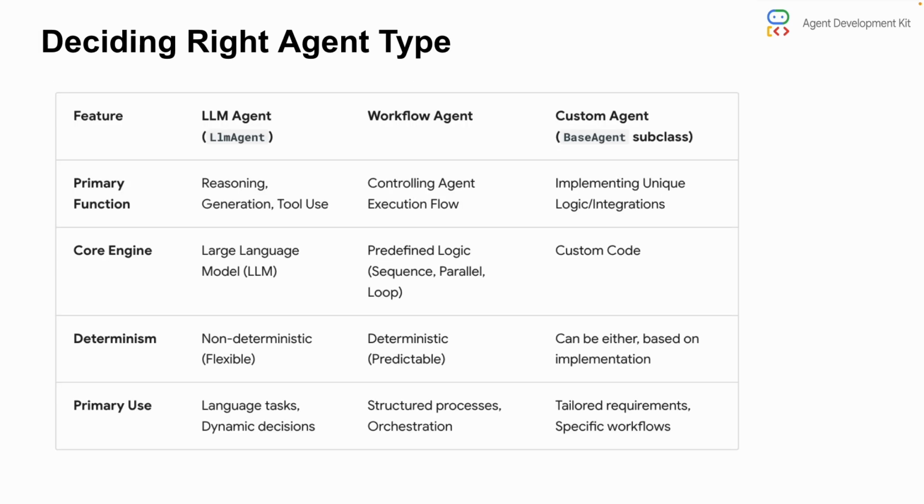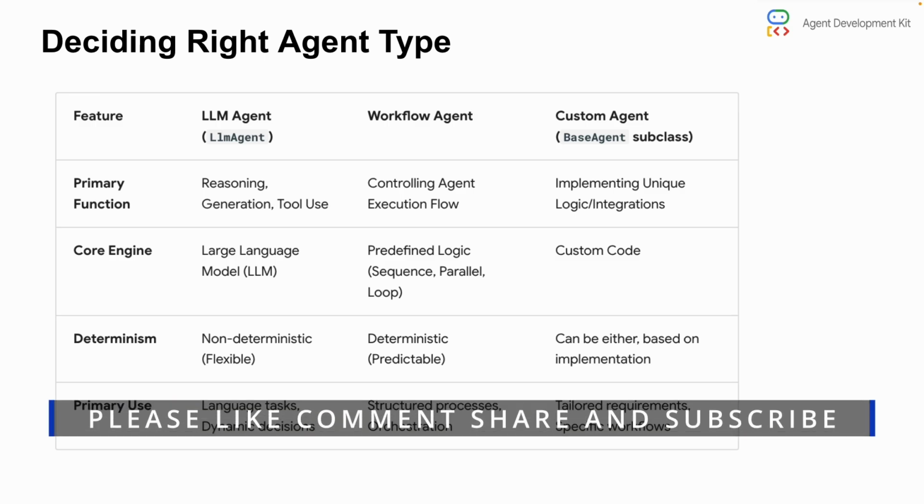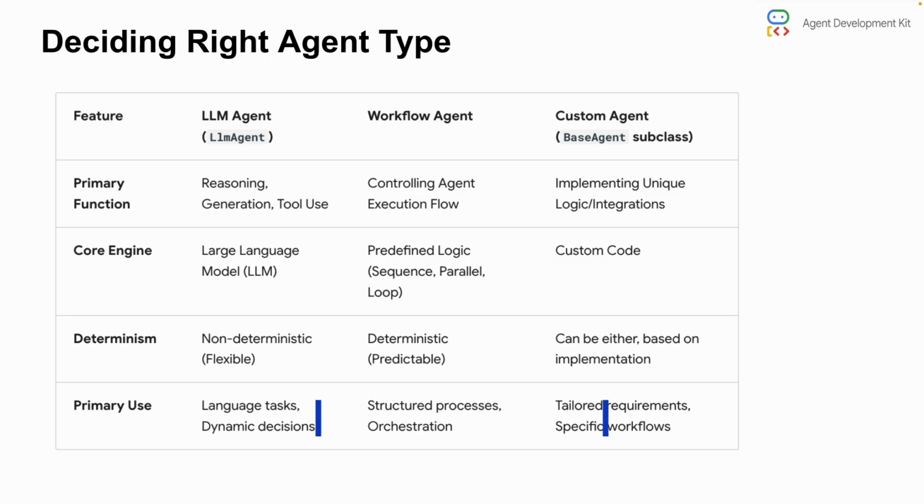Now let's quickly see how to decide the right agent type for your need. If your primary function is reasoning, generation, or tool usage, then we'll use the LLM agent. If you need a series of different agents and you want the control flow between these agents to be deterministic, then we'll use the workflow agent. If you have a very specific need that cannot be covered, or very custom logic needs to be implemented, then we'll use the custom agent by extending the base agent. The core engine for the LLM agent is the large language model, for the workflow agent it is predefined logic, sequence, parallel, or loop, and for the custom agent it's custom code.